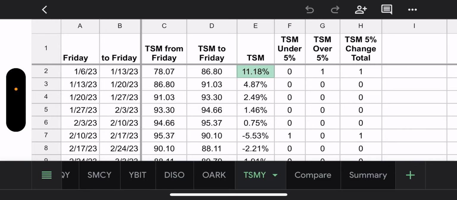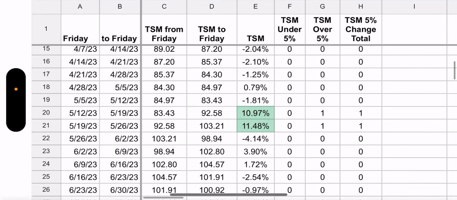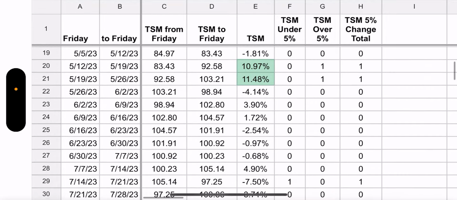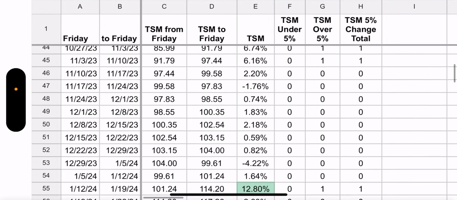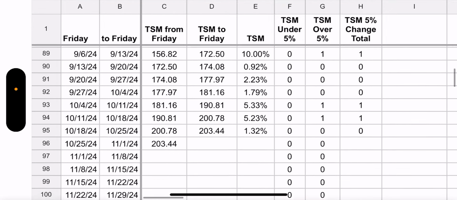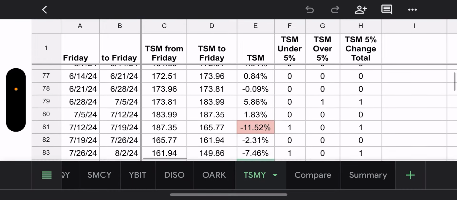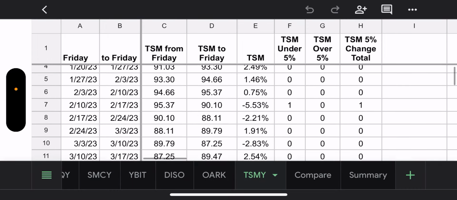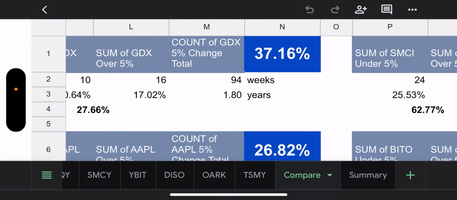All right, TSMY is next. Their underlying is TSM. First week, they're up 11. Then they have an up 10, up 11. Yeah, they're not as bad. They're kind of average overall. But again, let's go to the compare tab and get to the fun part.